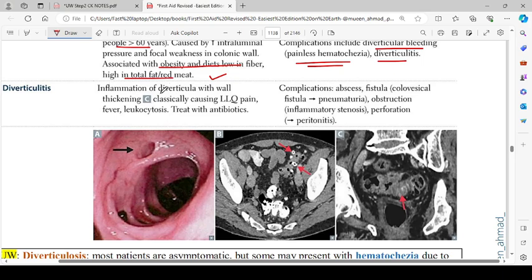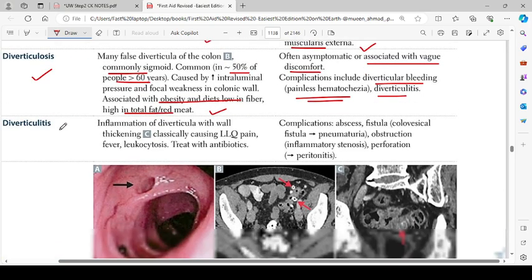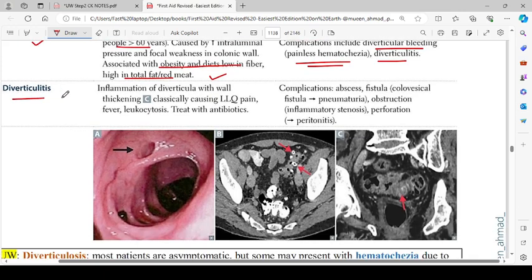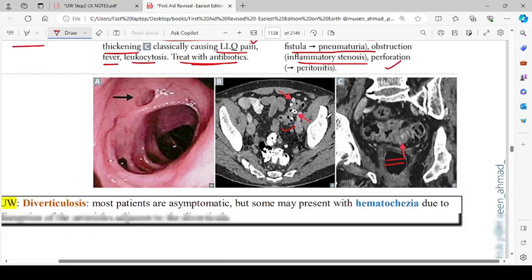Now diverticulosis is common, and the person is asymptomatic. Maybe there is painless bleeding, but otherwise the person will be asymptomatic. But if there is inflammation of that diverticulum, that is called diverticulitis. So this is diverticulosis, and here we have diverticulitis. Inflammation of the diverticula with wall thickening, classically causing left lower quadrant pain, fever, leukocytosis, and treated with antibiotics. Complications include abscess, fistula, that is colovesical fistula that will lead to pneumaturia, obstruction, inflammatory stenosis, perforation, and peritonitis.